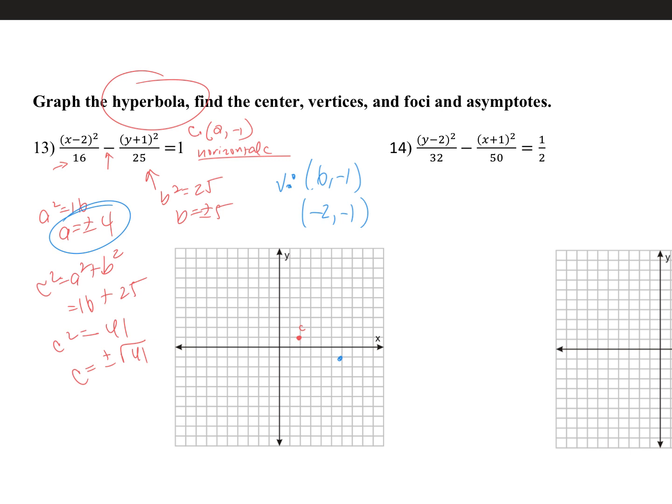Mrs. Meadows, what are you doing? I went up instead of down, guys. It's Friday night. I'm tired. So over 2, down 1. And then my other vertex is at negative 2, negative 1.